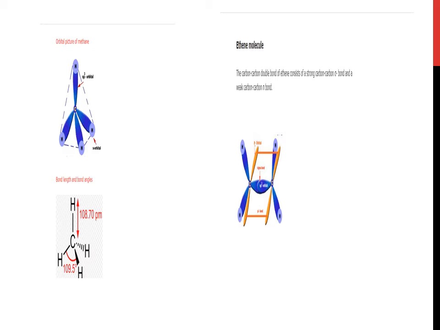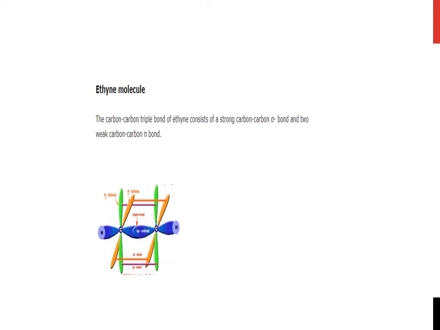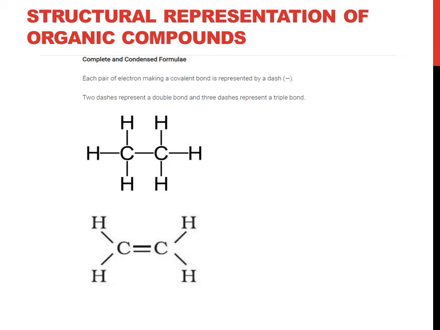The carbon-carbon double bond of ethene consists of a strong carbon-carbon sigma bond and a weak carbon-carbon pi bond. It's shown, the carbon-carbon double bond. One is sigma and the other is pi, and the hybridization is sp2. Ethyne molecule. The carbon-carbon triple bond of ethyne consists of a strong carbon-carbon sigma bond and two weak carbon-carbon pi bonds, and the hybridization is sp.